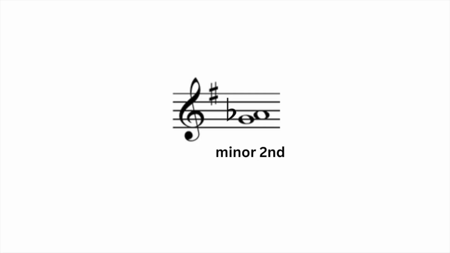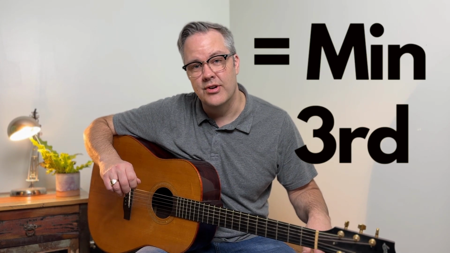A minor interval is when a major interval is lowered a half step or a semitone. So G to A is a major second. If we make it G to A flat, then it becomes a minor second interval. G to B is a major third interval. When we drop that third a half step and make it G to B flat, it becomes a minor third interval.